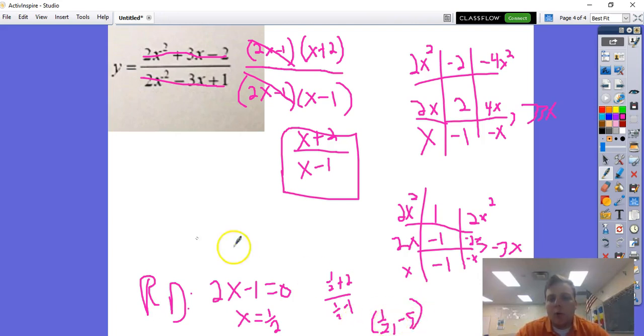Bam, that's your hole. But wait, do you still have a denominator? Yes, that means you also get to have a vertical asymptote. How do I find my vertical asymptote? Set your denominator equal to 0. So x minus 1 equals 0. Add 1, x equals 1. Bam, that is your vertical asymptote, x equals 1. This is your hole, 1/2, negative 5.